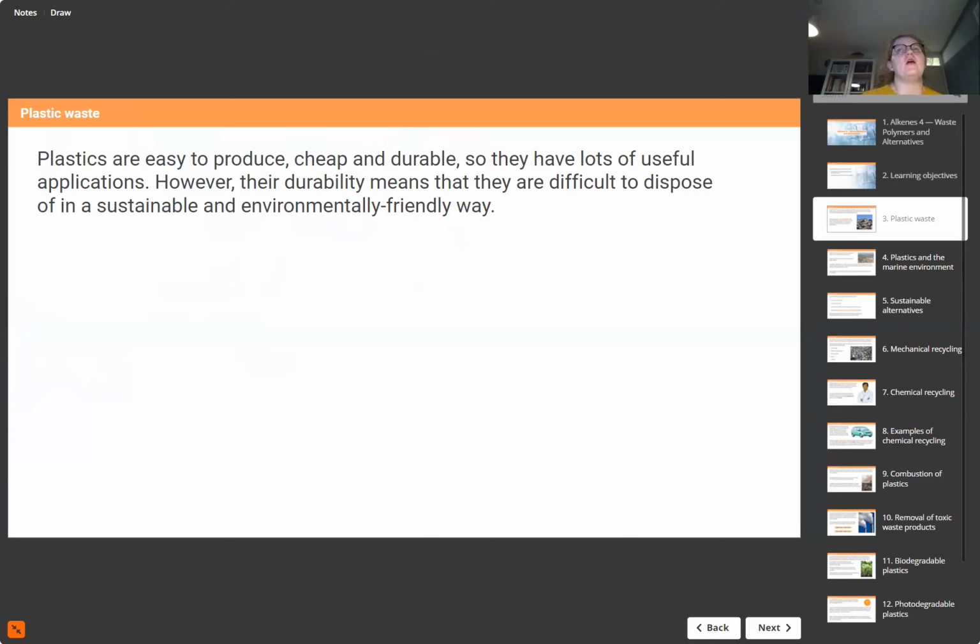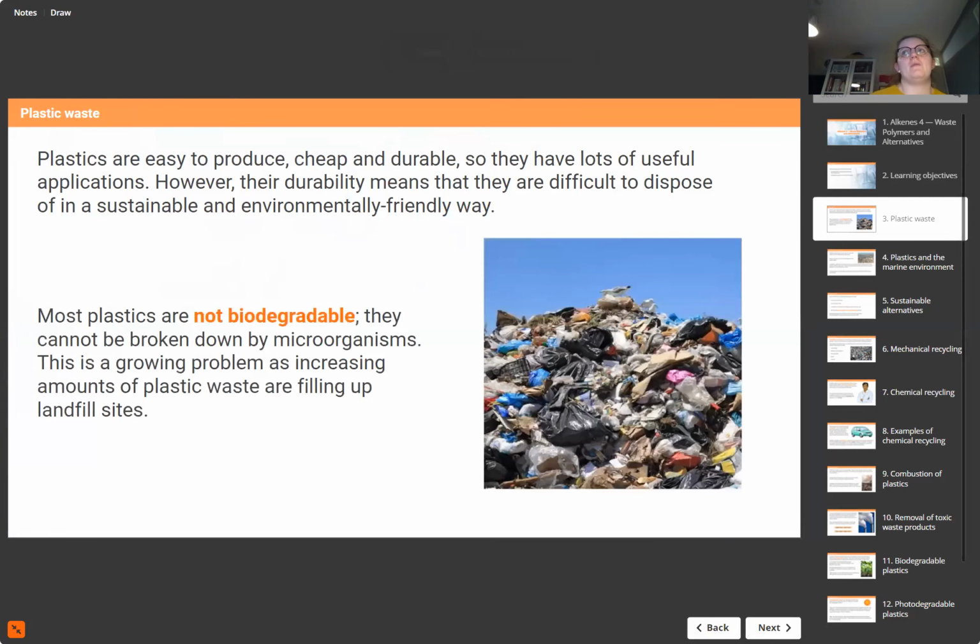However, because they are very durable, it means they're really hard to get rid of in a sustainable and environmentally friendly way. Most plastics are non-biodegradable, which means they cannot be broken down by microorganisms. We often use that term a lot, non-biodegradable, but we often don't really state what that means. Lots of people go, oh, it means it doesn't break down. And it doesn't necessarily mean that it doesn't break down. It means it cannot be broken down by microorganisms.